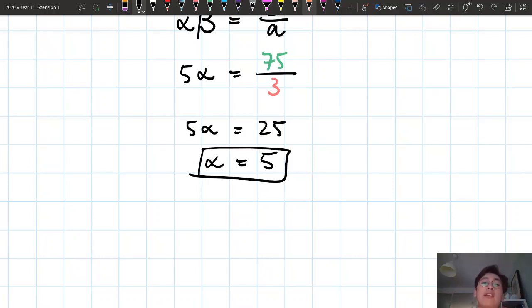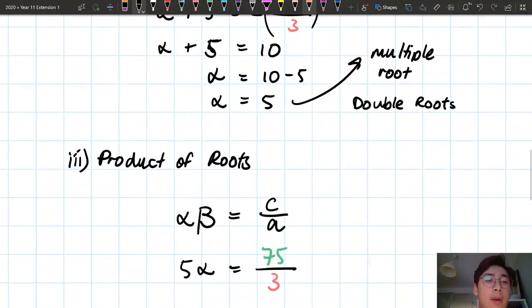So that's it. That's how we use the sum and products of roots for the question, example 12, part A. I'm going to have a go at part B as well.